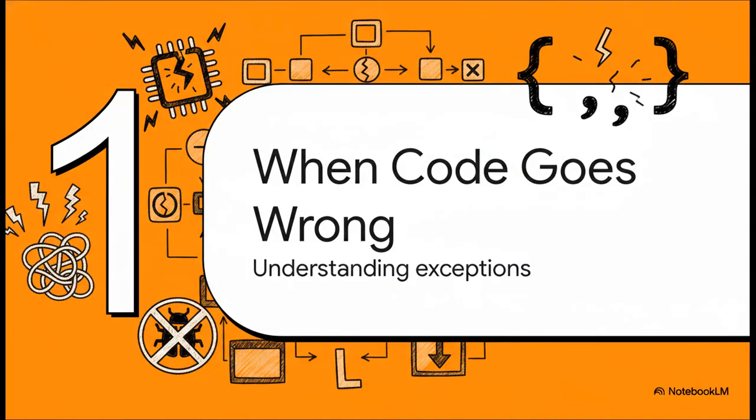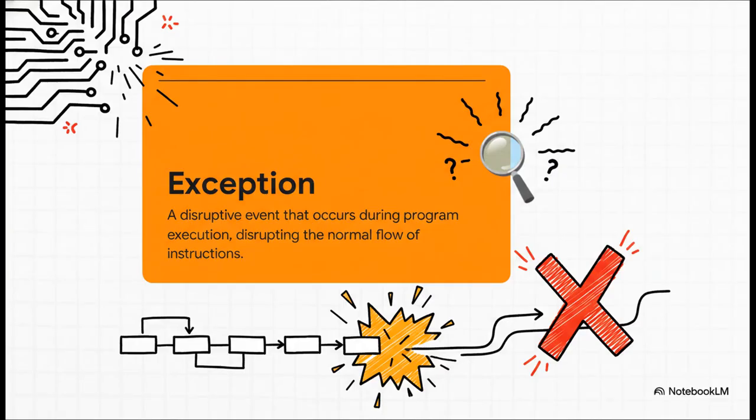Okay, first up, when code goes wrong. Before we can even think about fixing errors, we've got to know what we're up against. What are these things really? So in Java, this disruptive event has a name. It's called an exception. It's actually an object that Java creates the second something goes haywire. It acts like a massive error signal that completely torpedoes the normal step-by-step flow of your program.